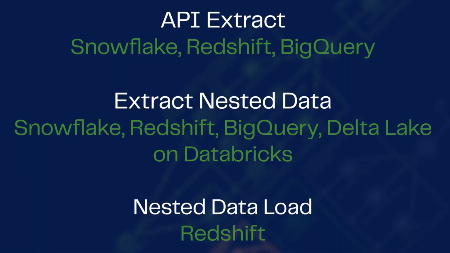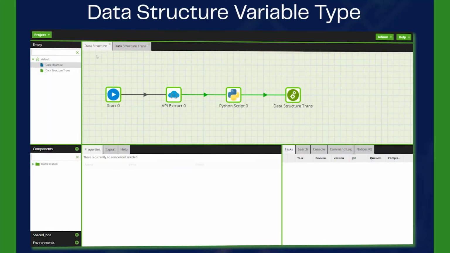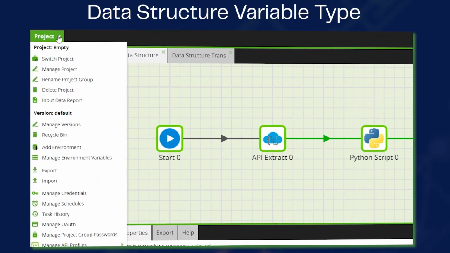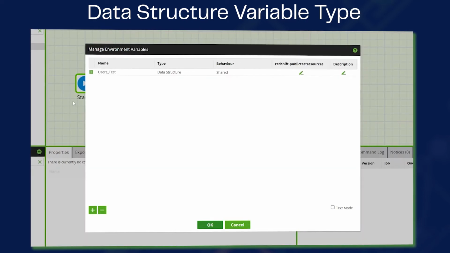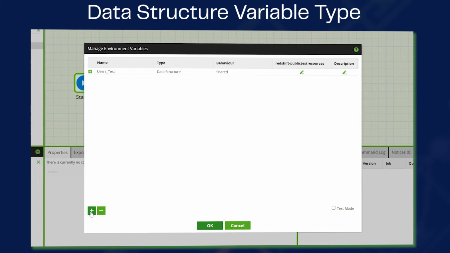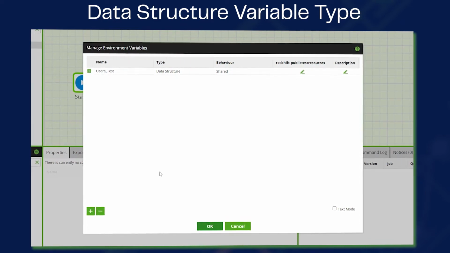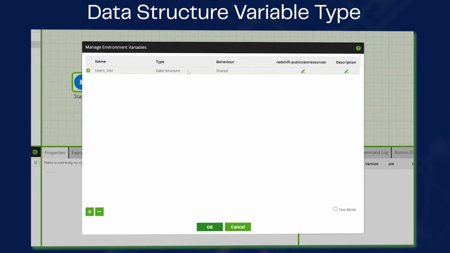The following components use the data structure scalar variable. Extract components such as API extract, extract nested data, and nested data load. The data structure environment variable can be created by selecting Manage Environment Variables from the project menu.